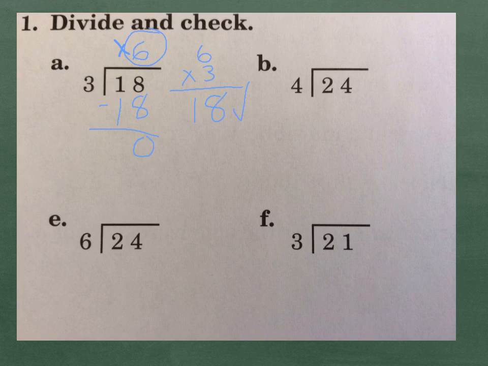B says 24 divided by 4. I'm going to go a little quicker on this one. We know that 4 times 6 is 24. So I'm going to put a 6 here. We're going to check to see if that's correct. 4 times 6 is 24. Subtract. You get 0. Now we're going to check it by using this number and multiplying them together. 6 times 4 gives us 24. So it checks, and that is the correct answer.